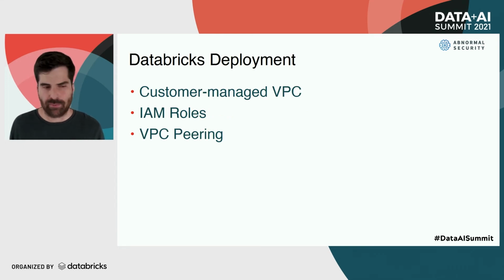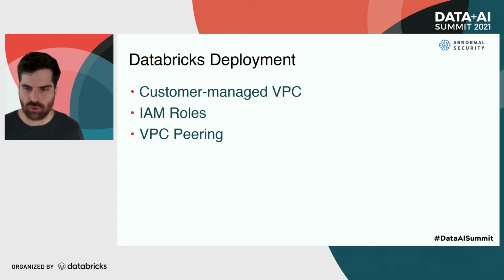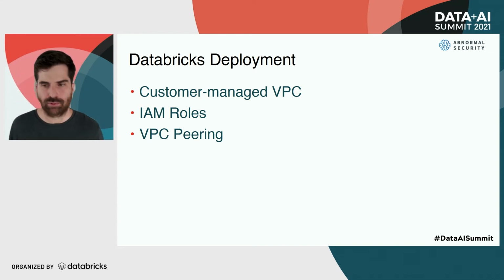So for the Databricks deployment, this is quick. We ended up going with a customer managed VPC because it ends up giving us a lot more control and gives the least possible permissions to Databricks that it needs to operate in your account. We set up a few IAM rules and this is pretty standard, and then set up VPC peering as well.